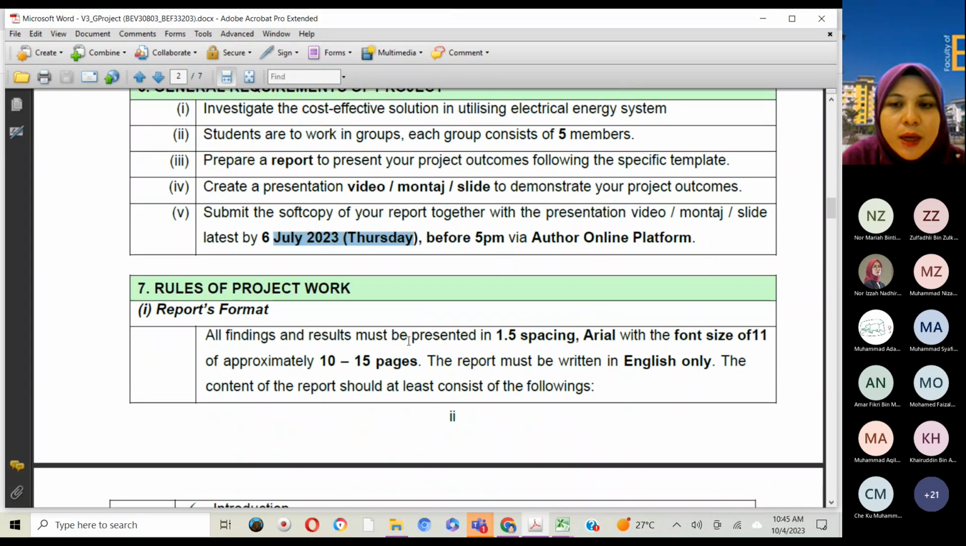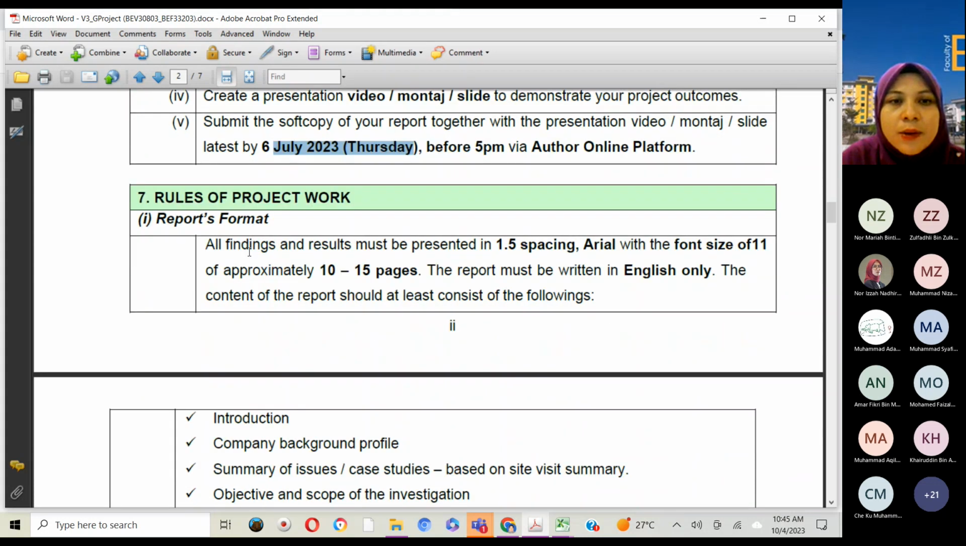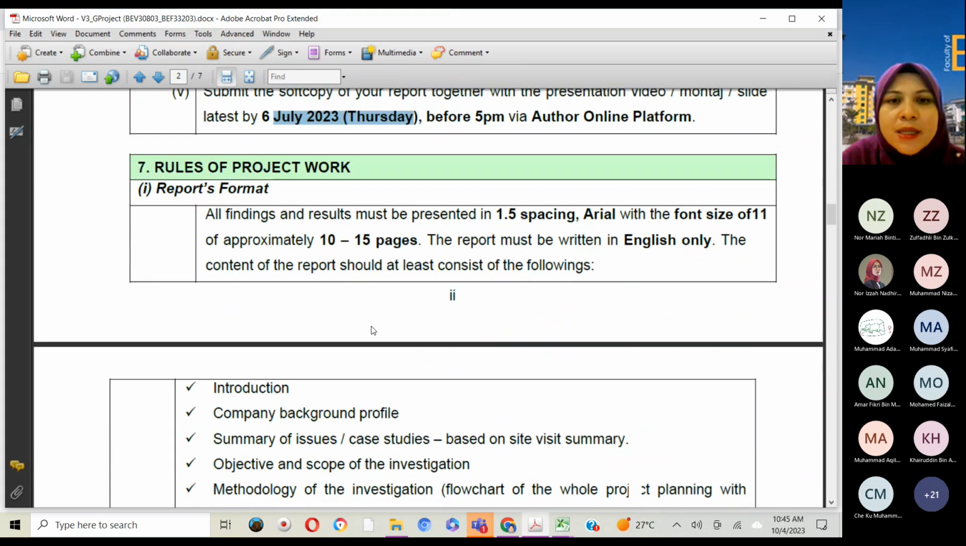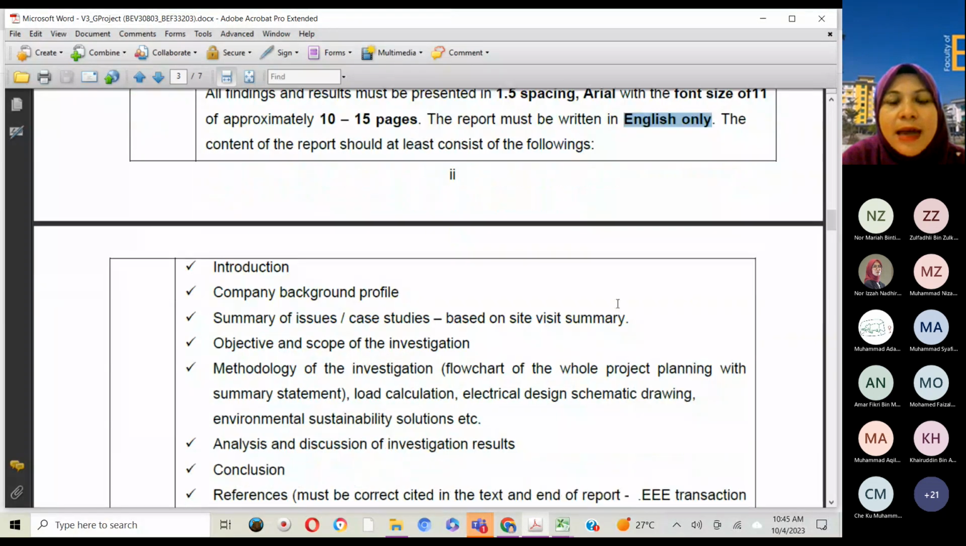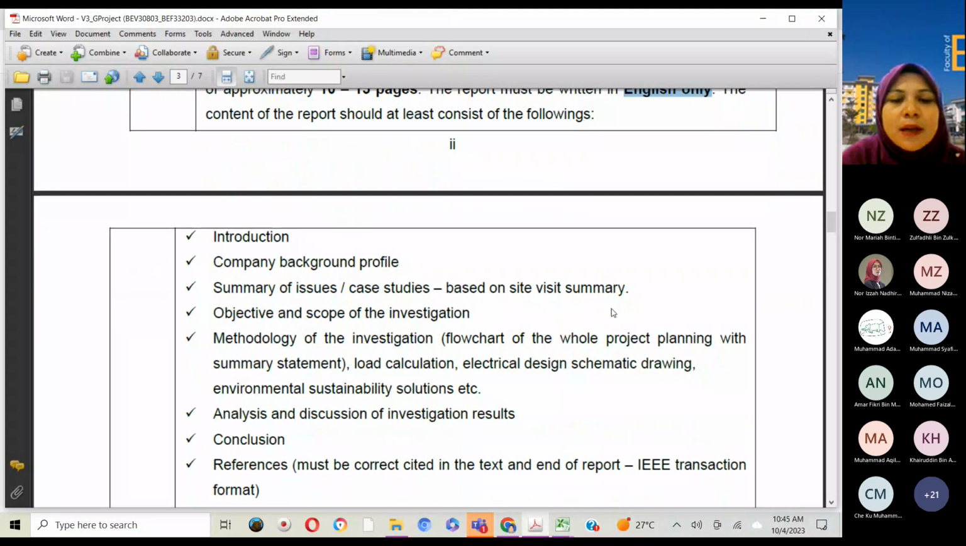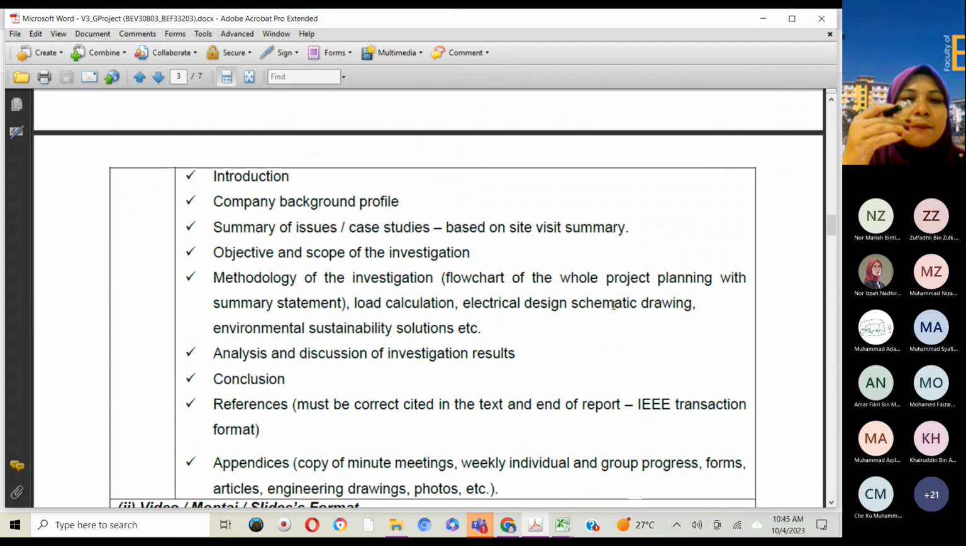Okay. And then rules of the project, kalau report format, mesti ada presented in 1.5 spacing, font size 11, 10 to 15 pages. Jangan banyak-banyak ya. Okay, and then English. And then this one is saya dah buat apa yang perlu ada. Ini adalah at least kena ada. But then kalau you nak tambah lagi banyak-banyak tak apa. But then not more than 15 pages.